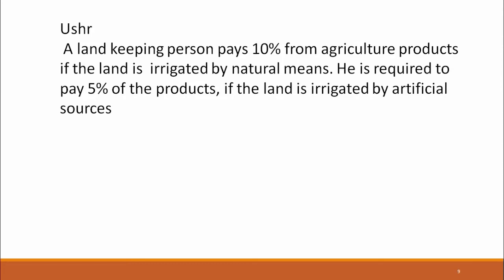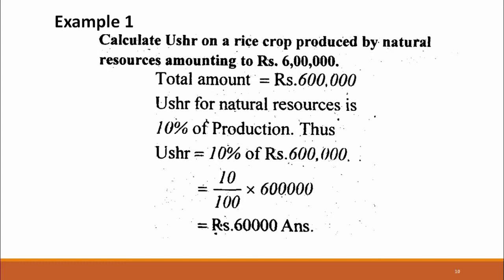If there are no natural sources and the person irrigates the land by artificial sources, then the person should pay 5% of the products of the land. For example, calculate Ushr on a rice crop produced by natural resources amounting to Rs 6 lakh. Suppose the amount of products is 6 lakh rupees, and it is given that the land is irrigated by natural sources.